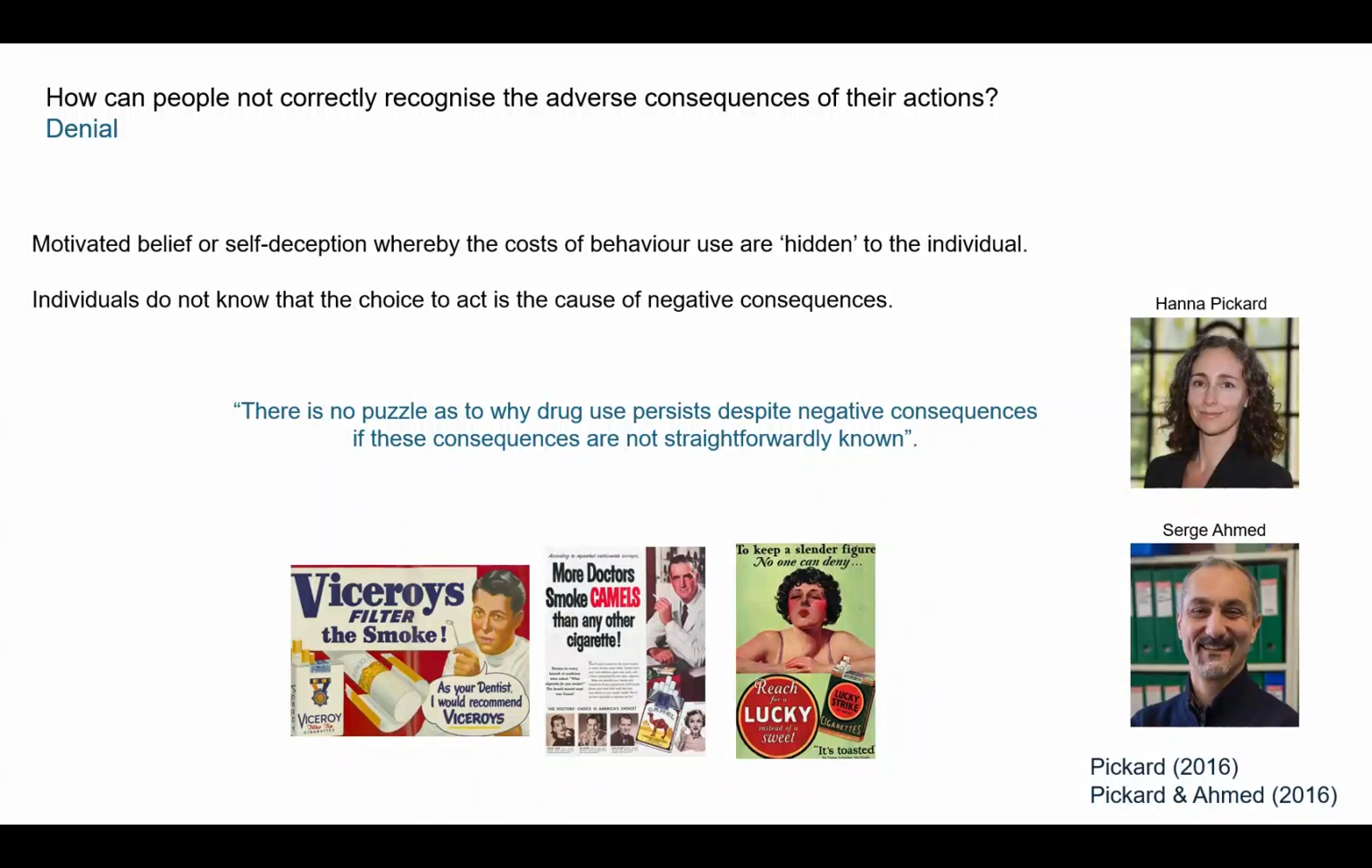There's a corollary of that I like. And the corollary of that is that the cost of someone's alcohol use, for example, could well be hidden to them. But the benefits of that use could be hidden to us as an external observer. Yeah. So they do not know that the choice to act is the cause of negative consequences. So she writes, there's no puzzle as to why drug use persists despite negative consequences if those consequences aren't straightforwardly known. And you think, how could someone possibly not know? And then you think back to smoking, for example, in the 1930s, 1940s, 1950s, and you realise, well, there's probably good reasons people don't know that behaviour is having these adverse consequences. So I quite like that idea. I just don't know how to conceive of it psychologically beyond something like a form of cognitive bias or motivated belief.